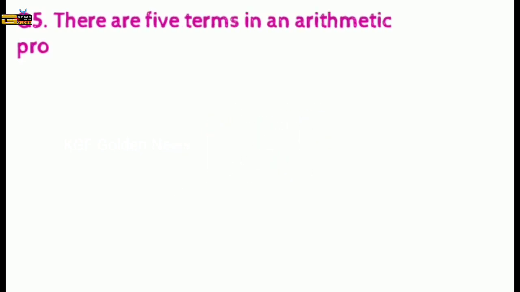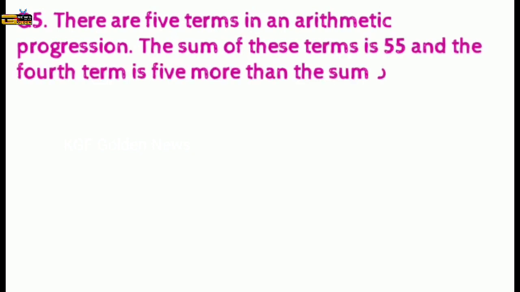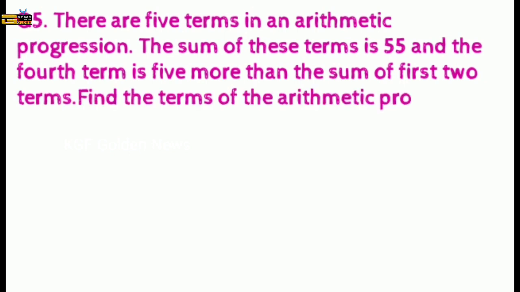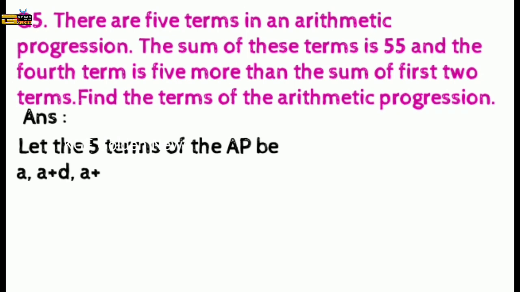Problem number 5. There are 5 terms in an arithmetic progression. The sum of these terms is 55 and the fourth term is 5 more than the sum of the first 2 terms. Find the terms of the arithmetic progression. The answer is, let the 5 terms of the AP be A, A plus D, A plus 2D, A plus 3D and A plus 4D.